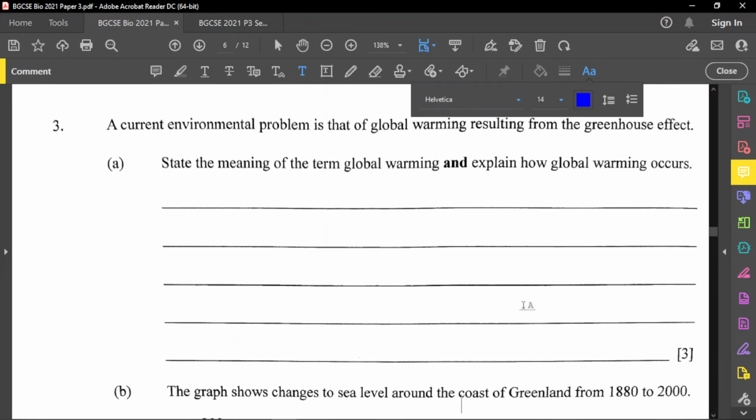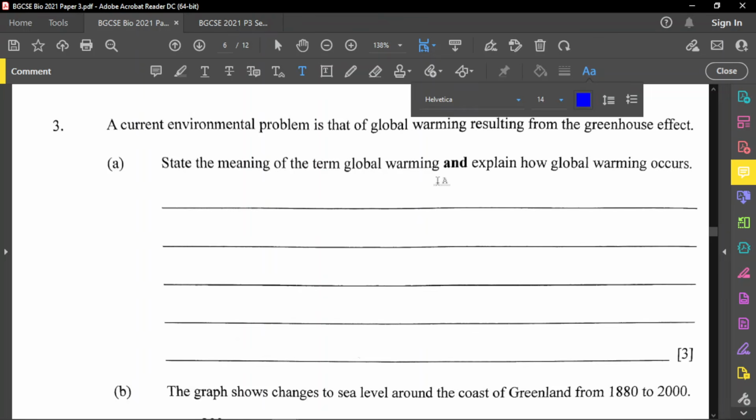This question states that a current environmental problem is global warming resulting from the greenhouse effect. State the meaning of the term global warming and explain how global warming occurs. This one we really have to get into some serious discussion. First, you have to know about the greenhouse effect. You need to know about greenhouse gases and examples like carbon dioxide, methane, and so on. Please make sure you know those, and also the sources of these gases.